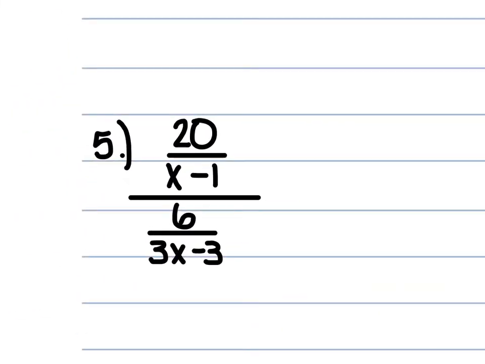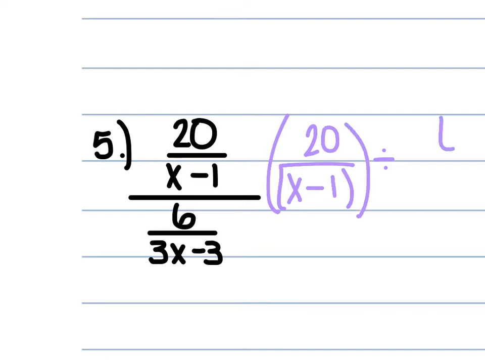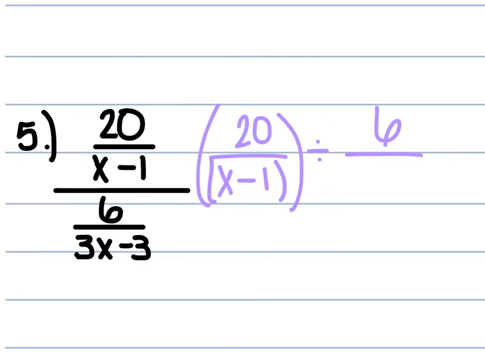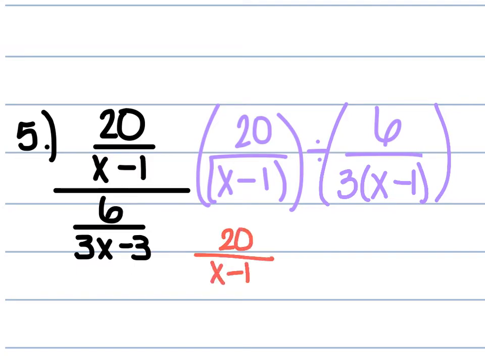For 5, we have 20 over x minus 1 divided by 6 over 3x minus 3. I'm going to factor this 3 out to be 3 times x minus 1, so it makes it a little bit easier for me when I go to divide or multiply, whatever I'm going to have to do. So I'm going to have 20 over x minus 1 times 3 times x minus 1 over 6.